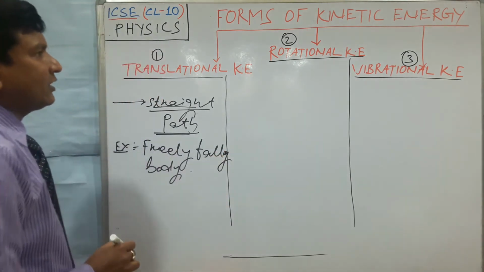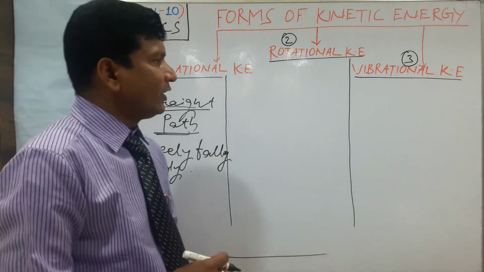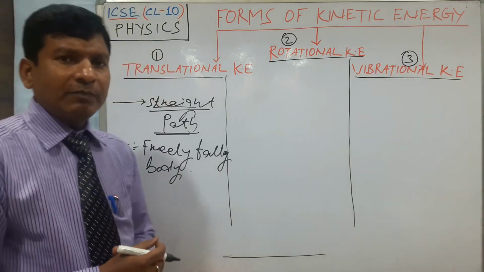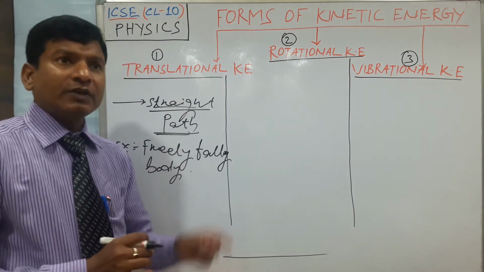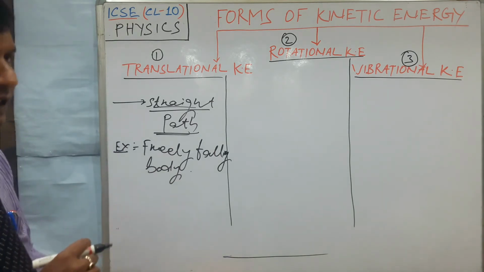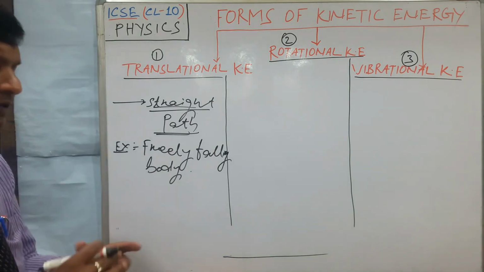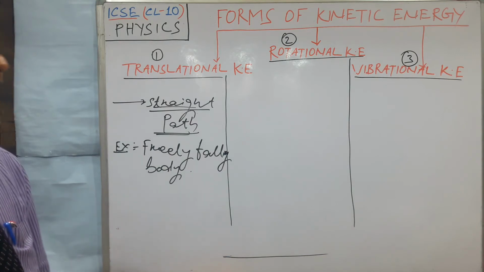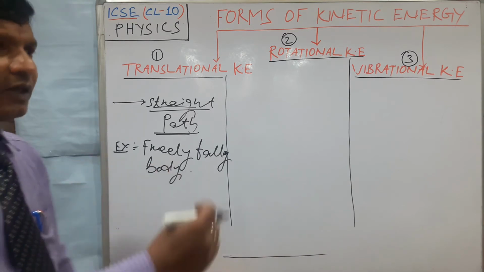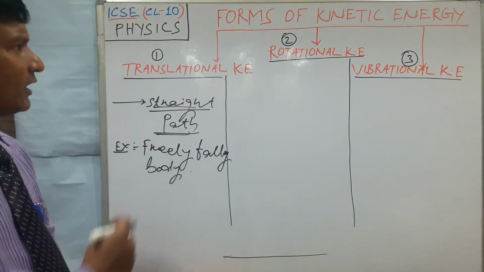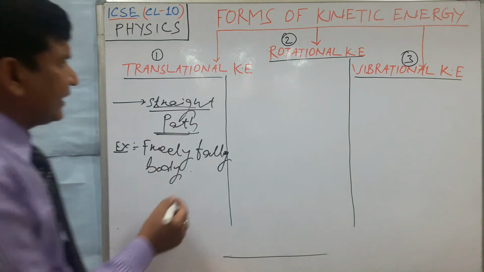Now next I will discuss the rotational kinetic energy. When a body rotates about a point, then the motion of the body is said to be rotational motion. So at that moment the kinetic energy contained by a body is known as the rotational kinetic energy. That means whenever you see that the body is rotating about a point, then the kinetic energy of the body is the rotational kinetic energy. Say for example, the wheel of the bus, the wheel of the truck, the spinning top, all these are the examples of the rotational kinetic energy.